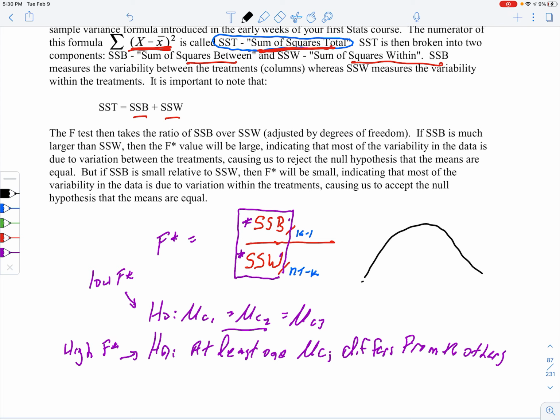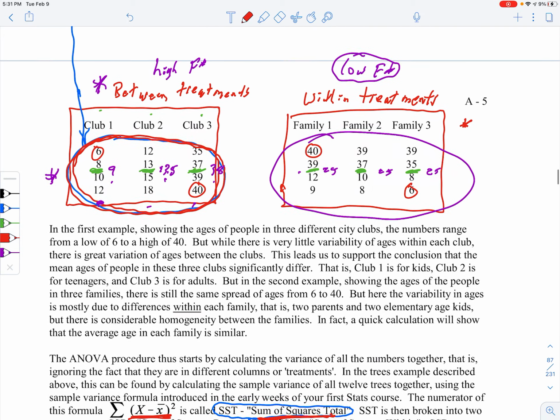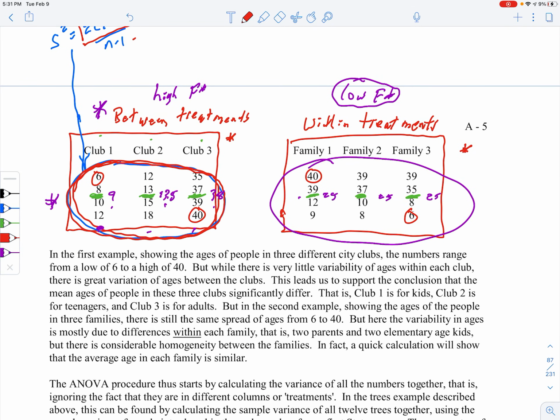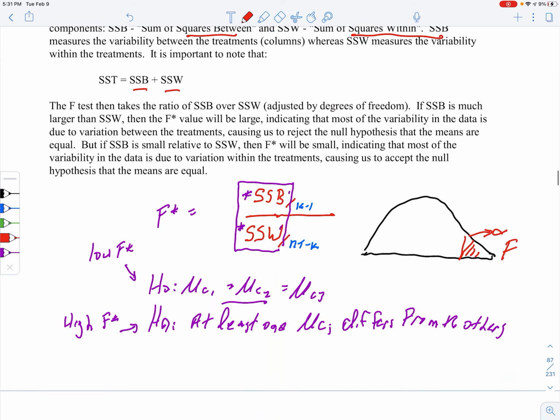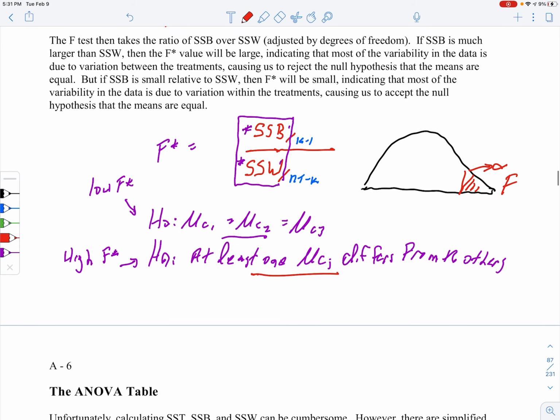What this all entails is that the F test is always upper tail. We always put our alpha in the upper tail here. So a low F star, which is what we would get with the families, just supports the null hypothesis. The means are equal. But when we have big differences between, we end up with a high F star, and that supports the alternative hypothesis that at least one of the means is different from the others.